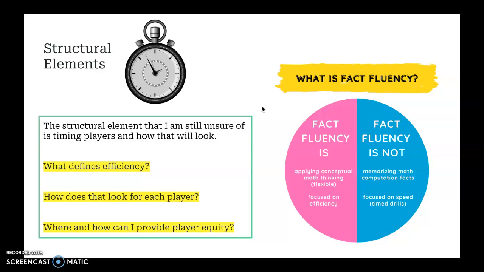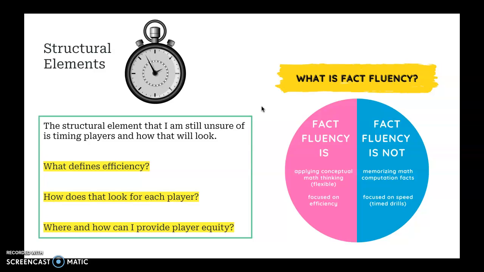So when looking at the structural elements, I'm really struggling with if I want to time my players or not. And I don't know exactly how that'll look because I want to keep the gameplay fair and it is a fast-natured game. So I don't want a student to be sitting there writing a repeated addition out for an extended period of time. If it's like 12 times 10, for example, that would take them a really long time to write out.